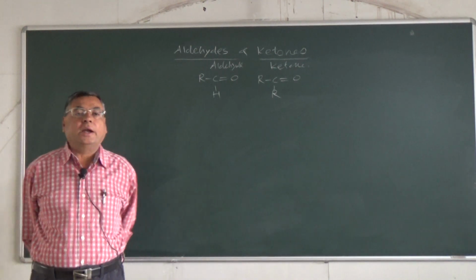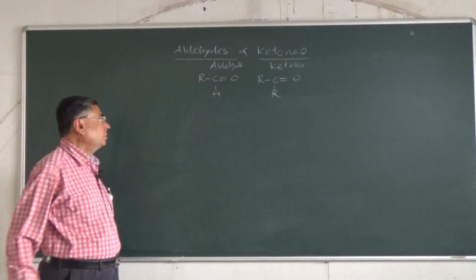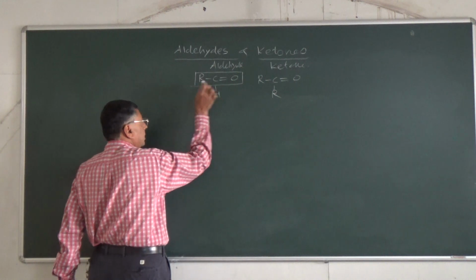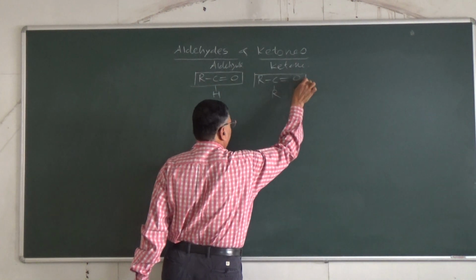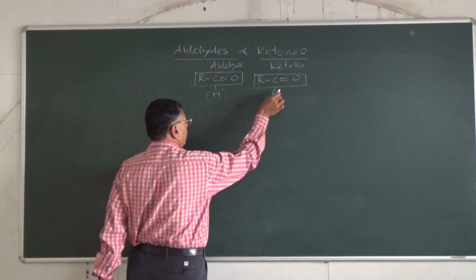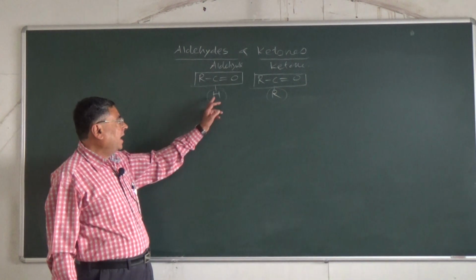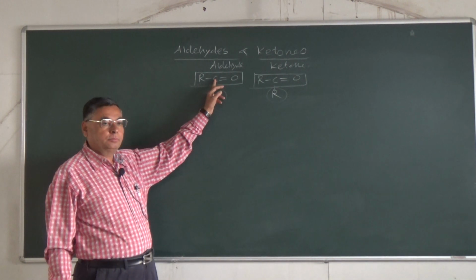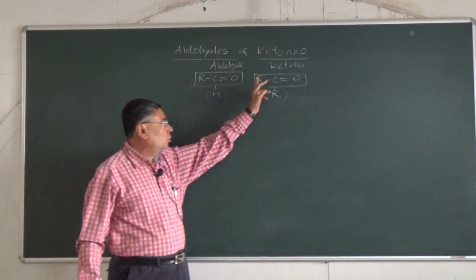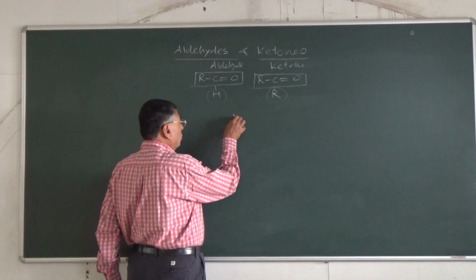Is there any similarity in aldehydes and ketones? Yes. What is the similarity? This portion is the same: R C=O, this portion is the same. The only difference is due to H and R. Here H is attached to the carbonyl group, one alkyl group and one H are attached to the carbonyl group. Here two alkyls are attached to the carbonyl group. So we can say that the carbonyl group is common.